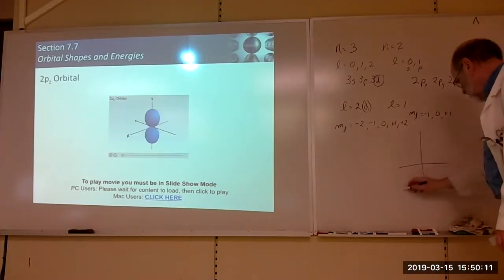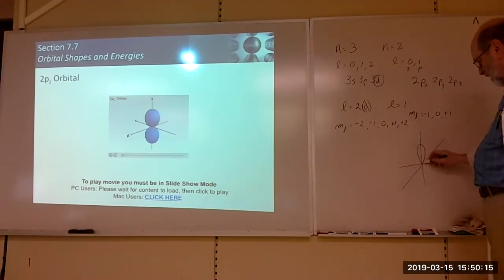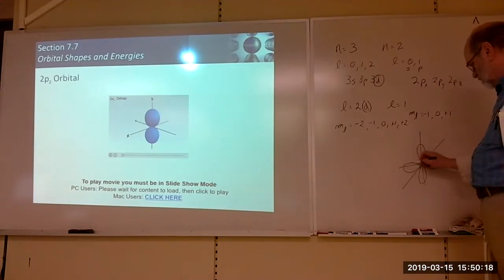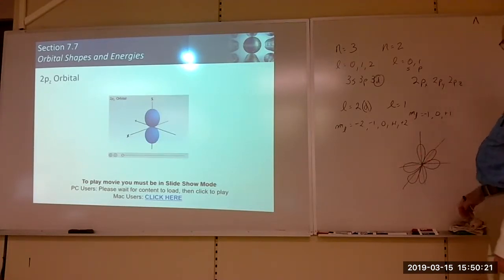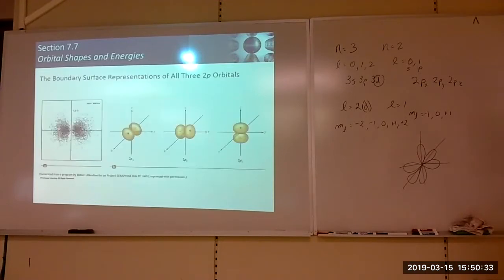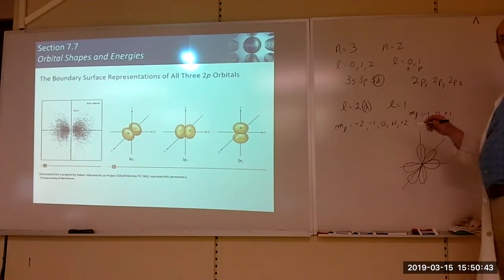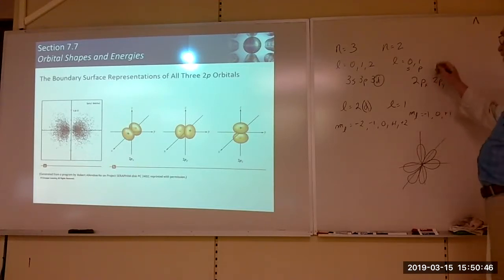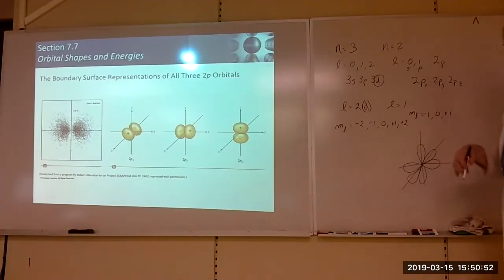And like this, one of them goes like that, one of them goes like this, one of them goes like that. Okay, I don't know which one's minus 1, 0, or plus 1, but they're all there. They're oriented along the axis for each one. This one's on the z axis. Okay, so there's your p's. We usually don't write them that way when we start putting electrons in. We usually just write 2p, and then we put the total number of electrons in there. And I'll show you how those fill up in just a minute. So don't panic yet.